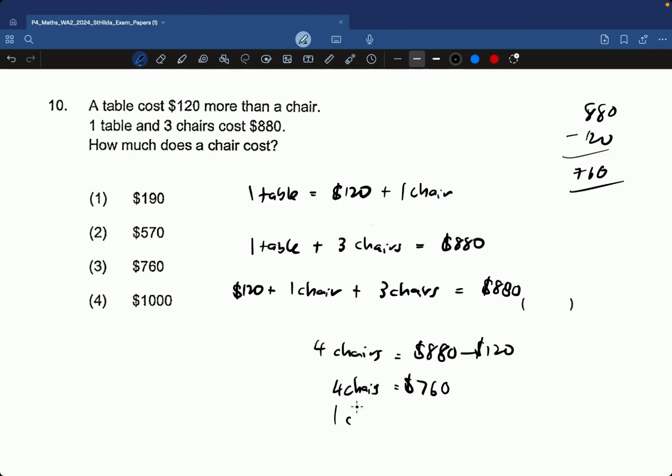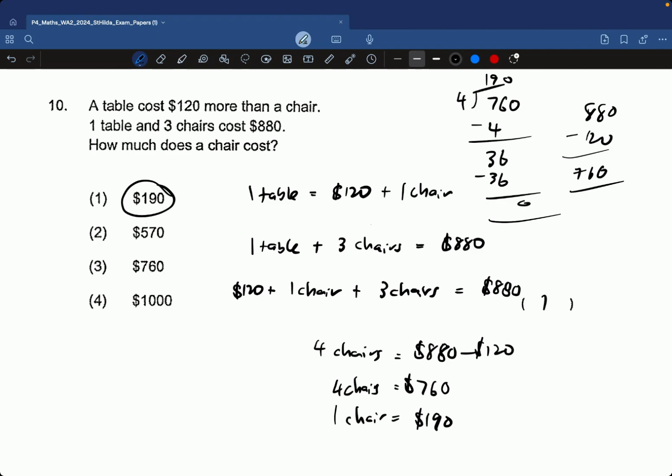So what is one chair? It's basically 760 divided by 4. 7 minus 4, we have 3. Then 36, because we cannot divide 3 by 4. Can 36 be divided by 4? Yes, it gives 9, and then you put 0. So that means the answer is $190. For one chair, it costs us $190.